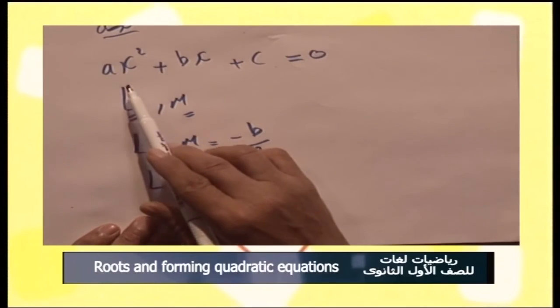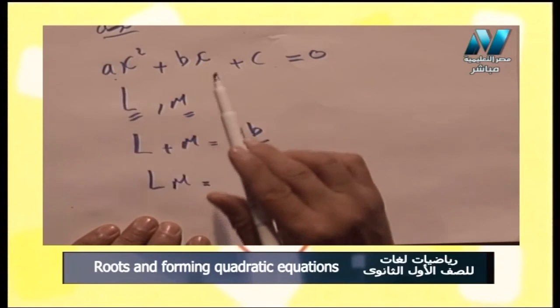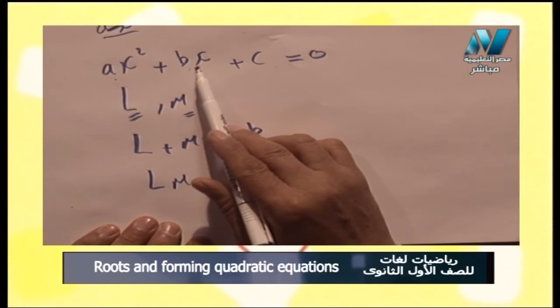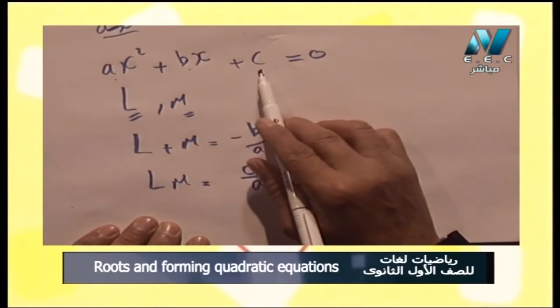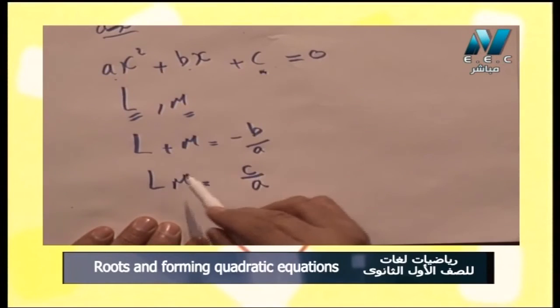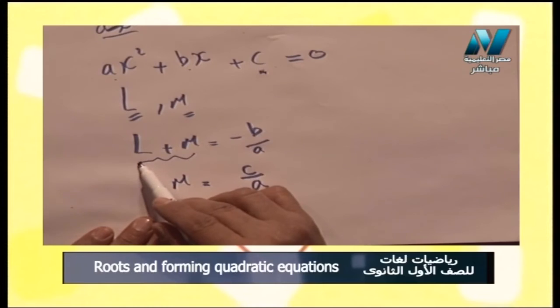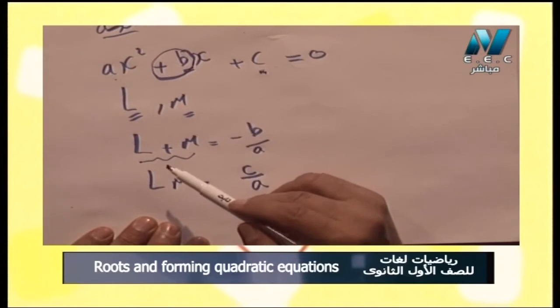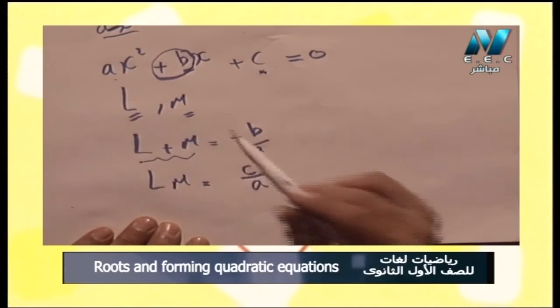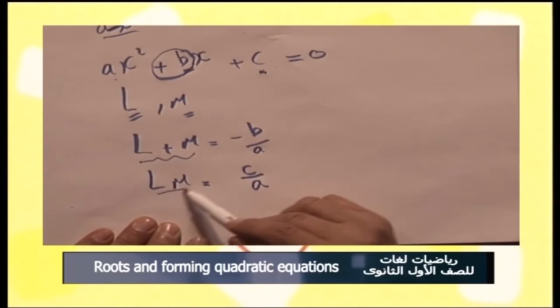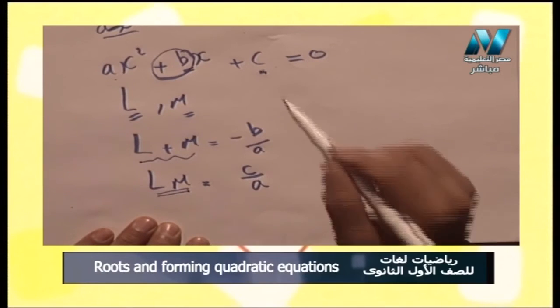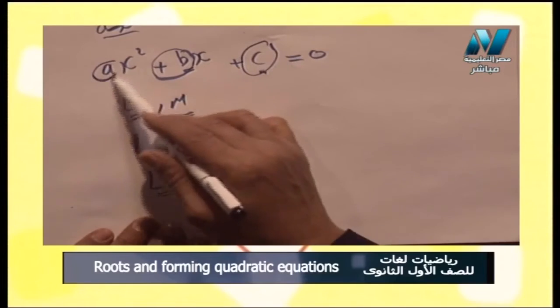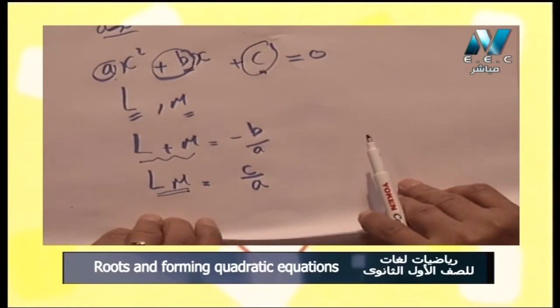Here a is the coefficient of x power 2, b is the coefficient of x, and c is the absolute term. So the sum of the two roots equals -b over a, where we have to reverse the sign of b, and the product of the two roots equals c over a. Okay, we have kept this.